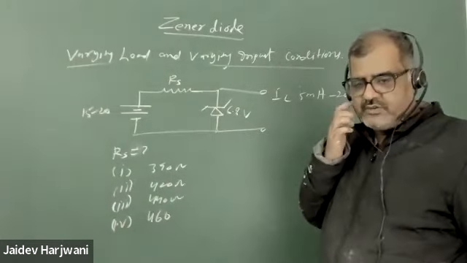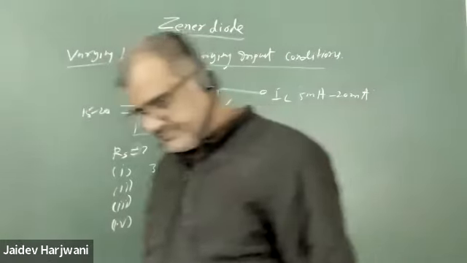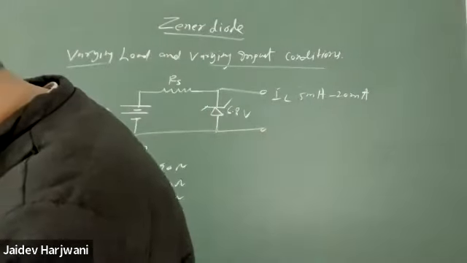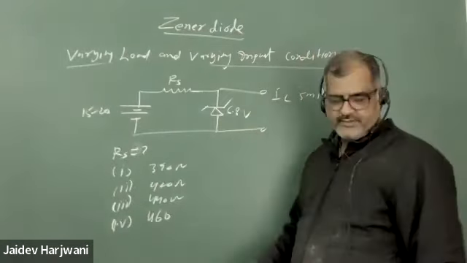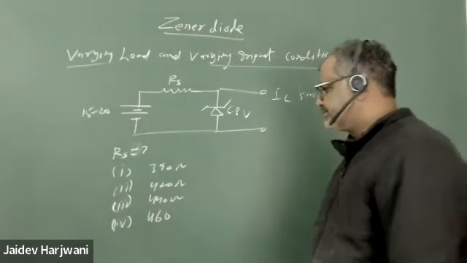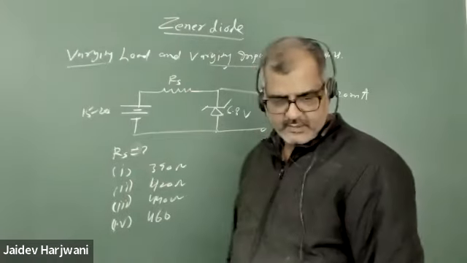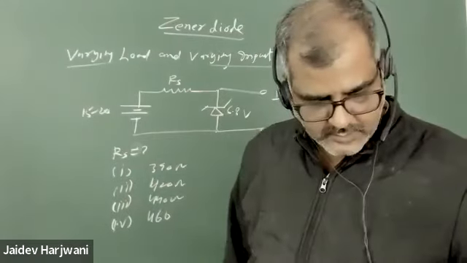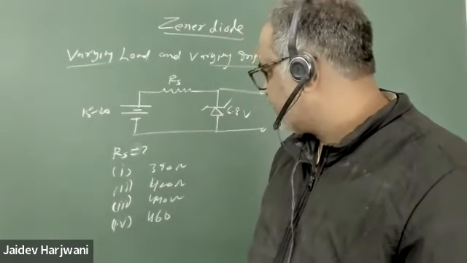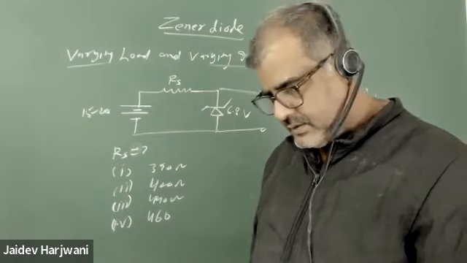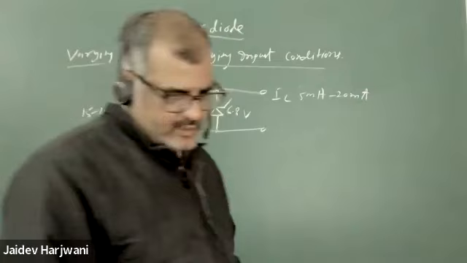So what should I do? I should calculate RS max and RS minimum. At least you calculate RS max first. What is RS max for this particular circuit? Calculate. What is the RS max value? 15 and 20 are the voltages, right? Find out what is RS max.